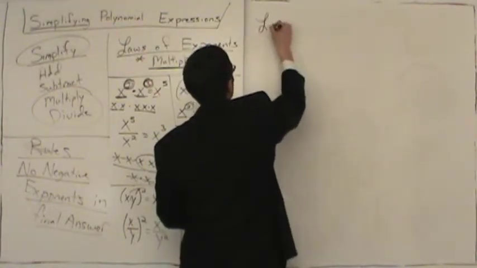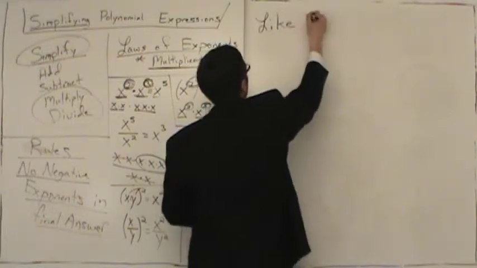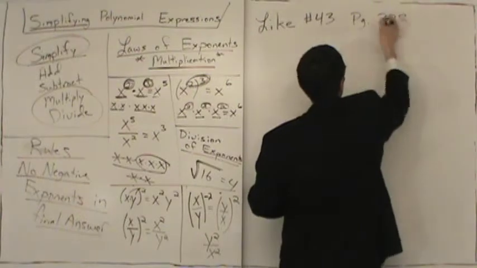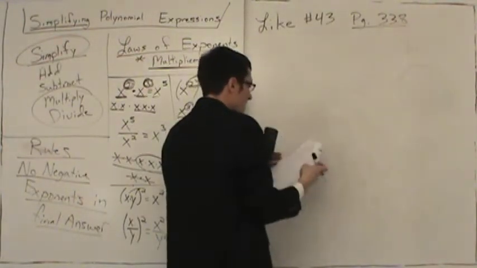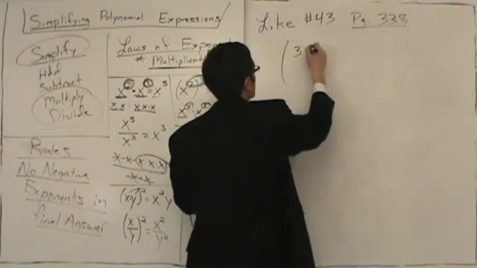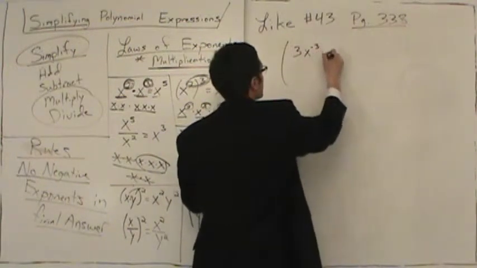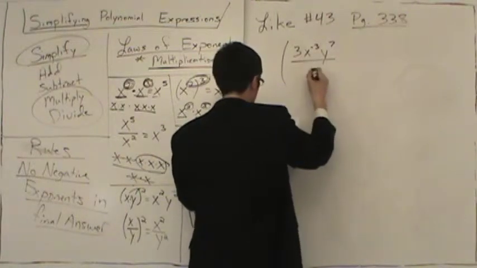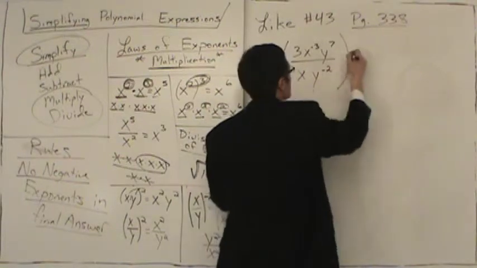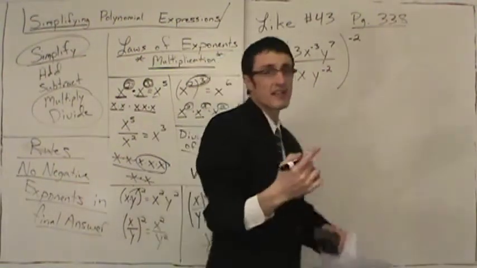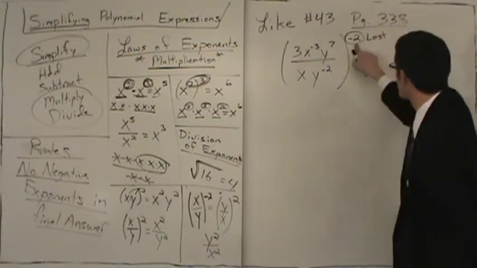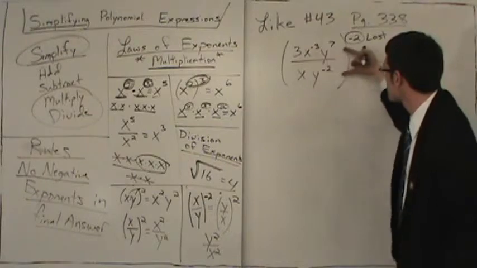So I'm going to write, this question is like number 43 on page 338 of your textbook. Now, the problem is written as 3x to the negative third power, y to the seventh, all over x, y to the negative 2, all this to the negative 2 power. Now, do we have an exponent on the outside of parentheses? Yes. Circle this and write last. We will deal with the outer exponent last. Always start with what's on the inside first.